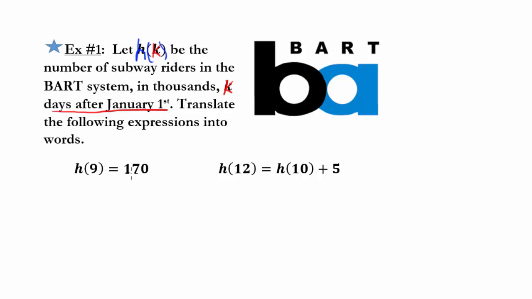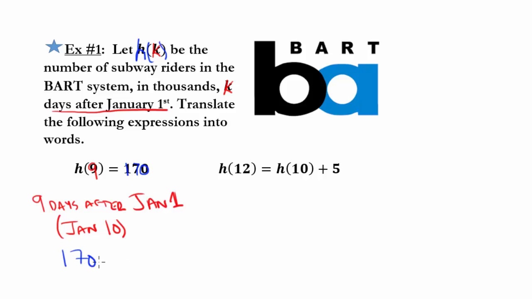So if I look at h of 9 equals 170, this 9 right here is telling me that 9 days after January 1st, which would be January 10th, then something is happening. So what is happening? Well, the output of this function is telling us the number of subway riders in thousands. So if the output right here is 170, it's telling us that there were 170,000 riders. Okay, so one way to interpret h of 9 equals 170 is on January 10th, there were 170,000 riders.